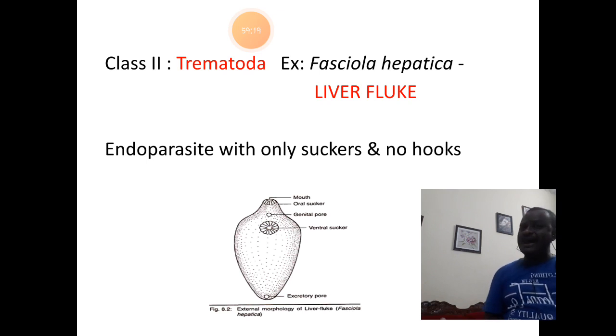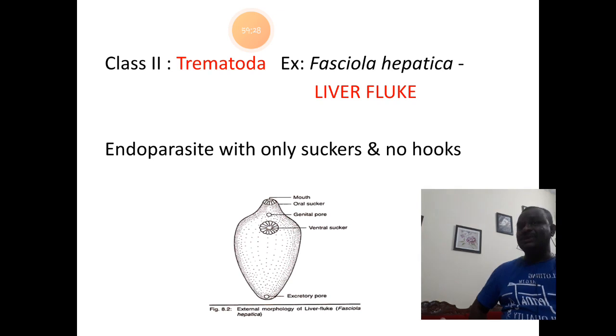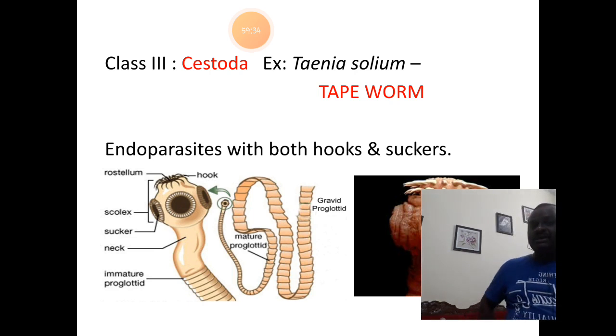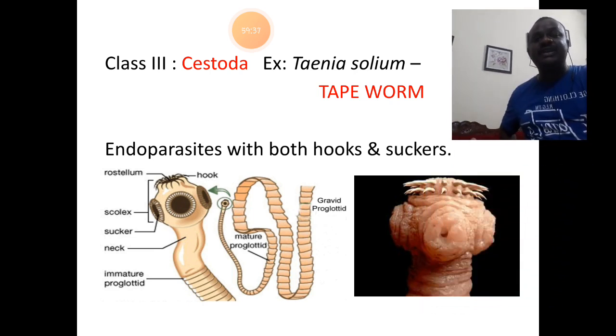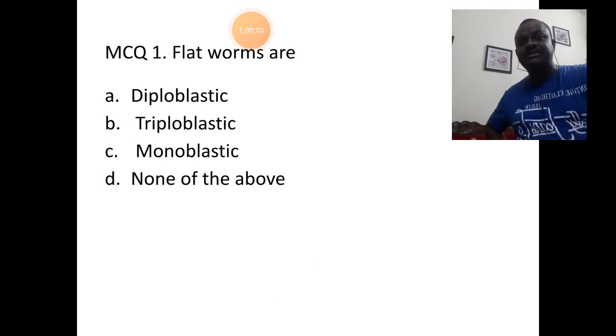Trematoda are the class of organisms which includes endoparasites with only suckers but no hooks. They will have only sucking organs, but are parasites. Example, liver fluke, scientific name Fasciola hepatica. The third class of organisms is called Cestoda. It includes parasites with both hooks and suckers. Example is the tapeworm, scientific name Taenia solium. So with this we are completing flatworms, their general characters as well as classification with examples.